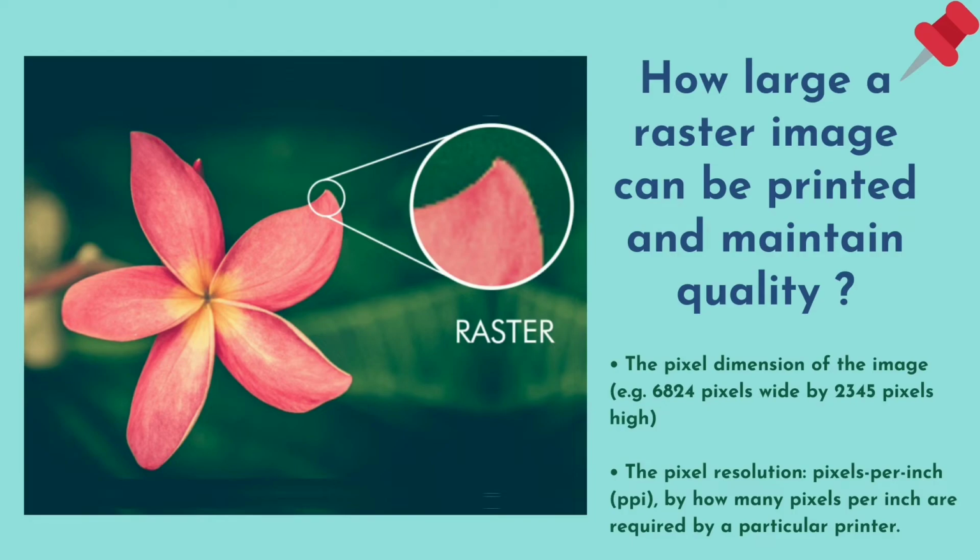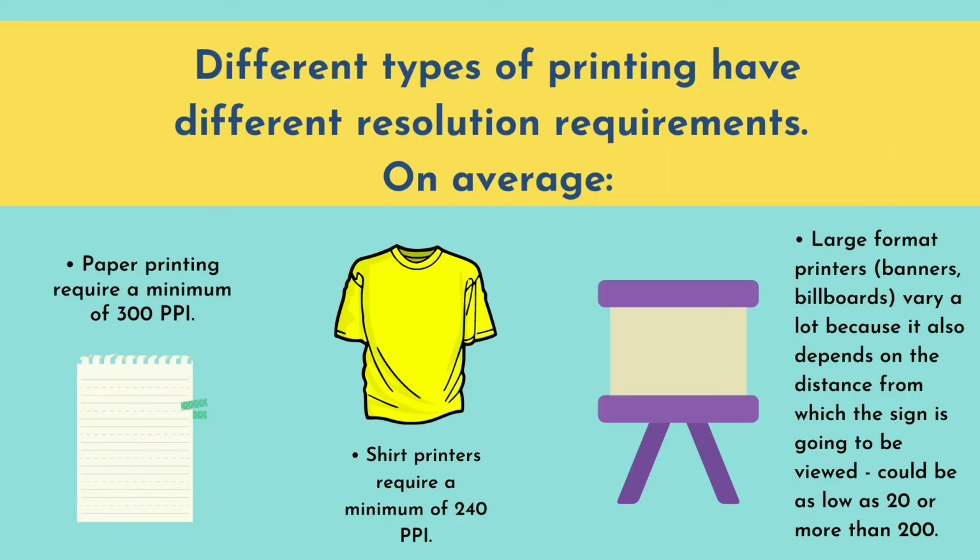Raster image dimensions are measured in pixels because raster images cannot be enlarged without losing quality. Printers require that you provide them with the files at the correct size, the dimension you want to print in your image, and the pixel resolution for that particular project. The pixel resolution is the amount of pixels within each inch, called ppi. Different types of printing have different resolutions and requirements.